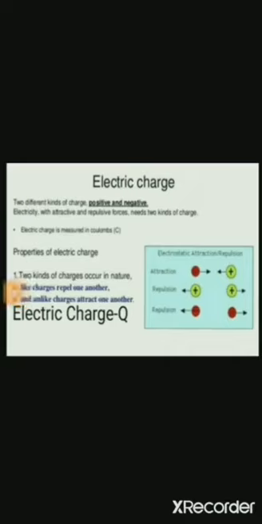Before we know about the electric charge, all the fundamental particles are made up of atoms. It has two different kinds of charge, positive and negative. Electricity with attractive and repulsive force needs two kinds of charges. Electric charge is measured in coulombs, C. Properties of electric charge: two kinds of charges occur in nature. Like charges repel one another and unlike charges attract one another.